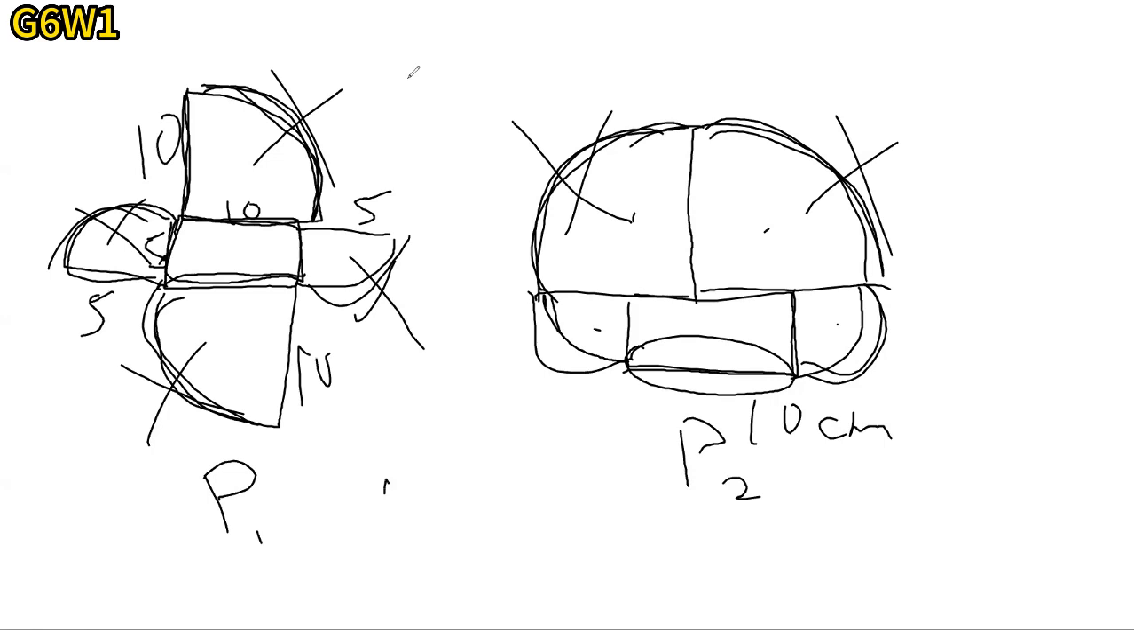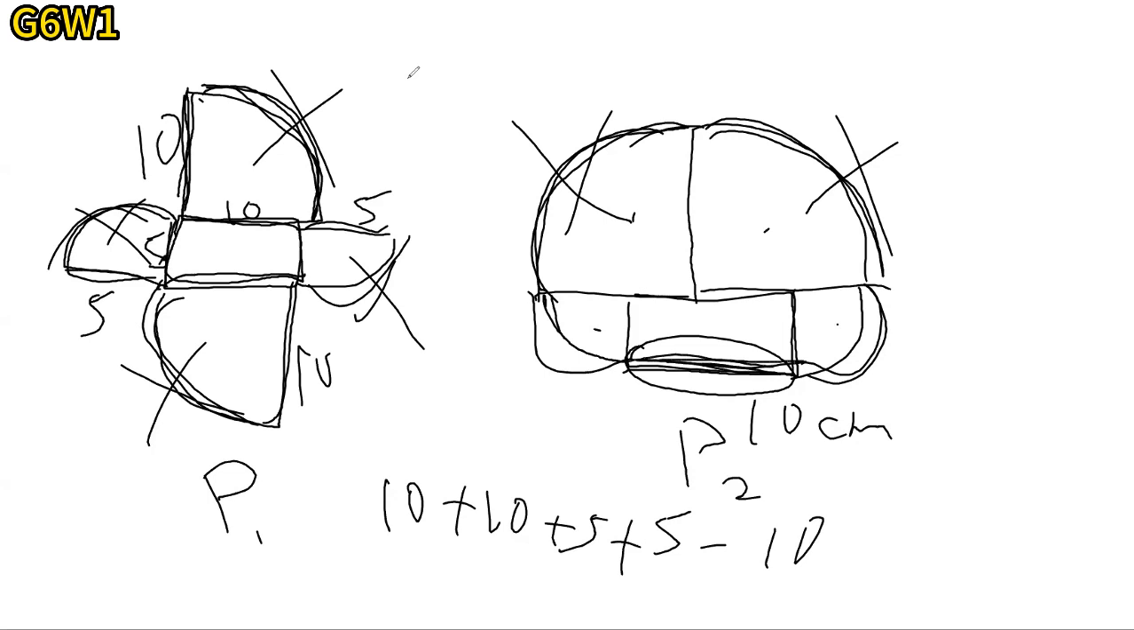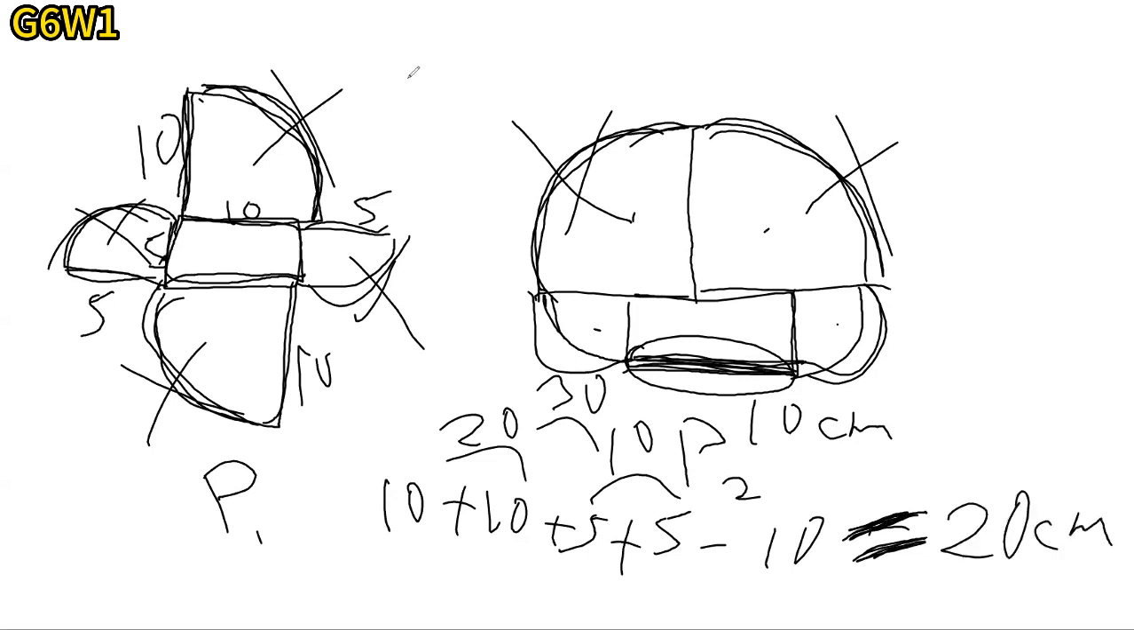So now we have 10 plus 10 plus 5 plus 5 minus 10, because we have figure 1, which has all these leftover pieces after we crossed out the curvy parts, and we also have figure 2, and after we cross out the curved parts, we have the straight part left, which is 10 centimeters. So now this will equal, let's see, 10 plus 10 is 20, 5 plus 5 is 10, this is 30, 30 minus 10 is 20 centimeters. So that is the difference of the two figures.